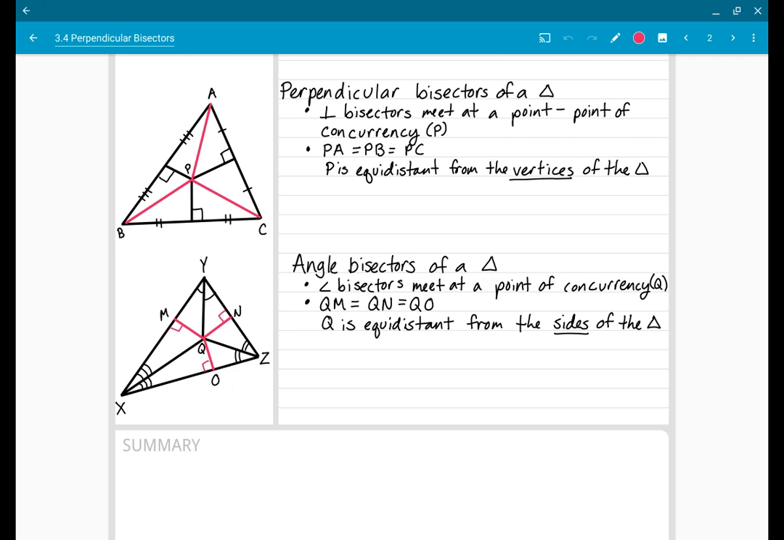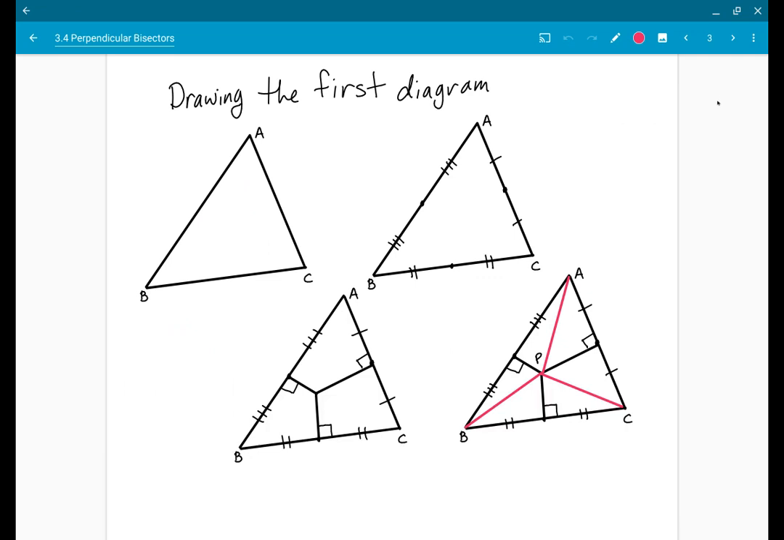So first, perpendicular bisectors. That means we split the sides of the triangle in half, and we draw a line out of them that's perpendicular. They meet at a point, and that point happens to be equidistant to each of the vertices. So to draw the first diagram, you're going to start with a triangle. I usually like an acute triangle for these diagrams. It's just a little easier to work with.